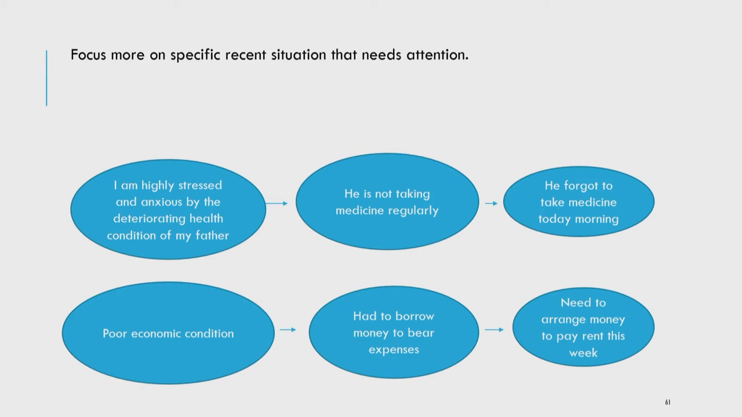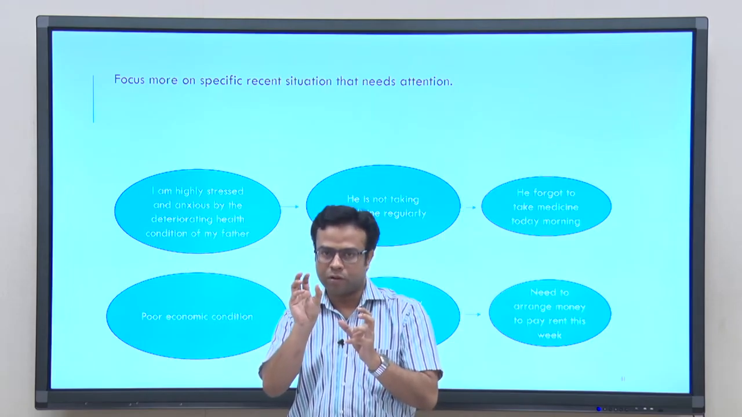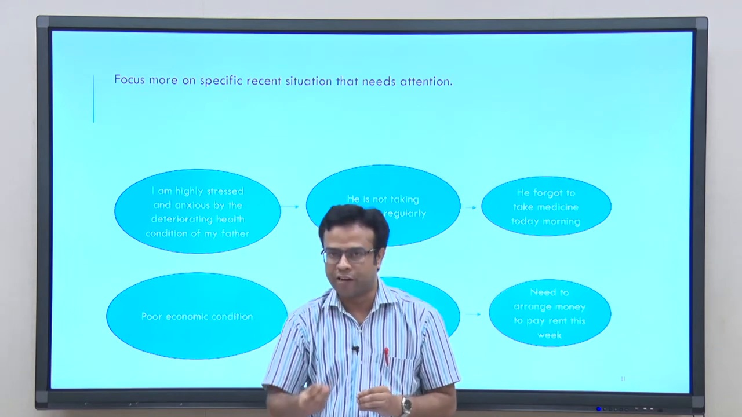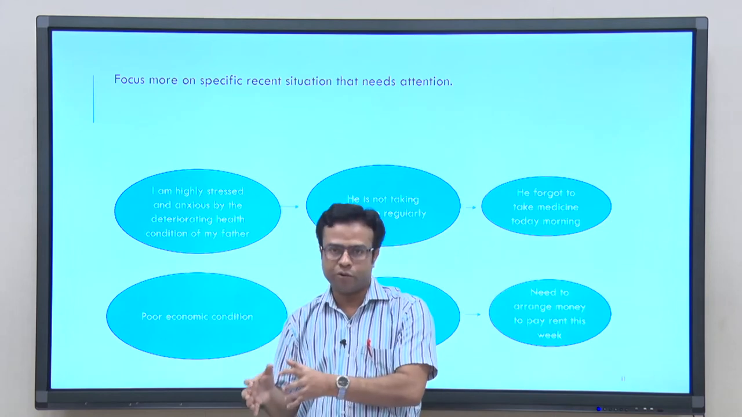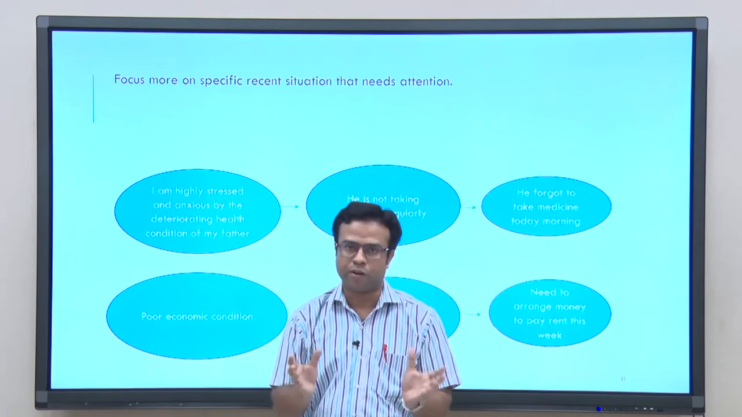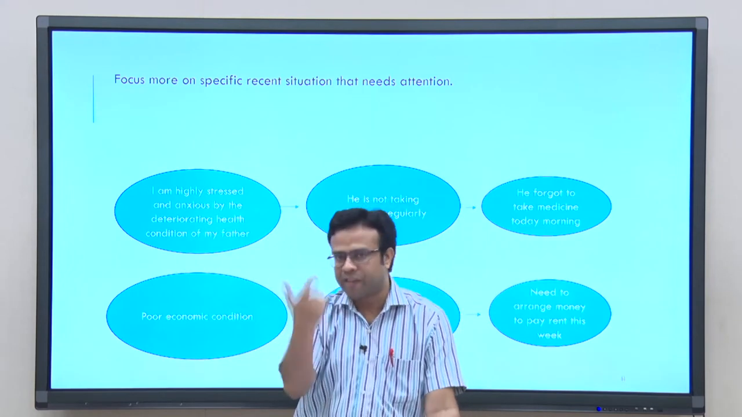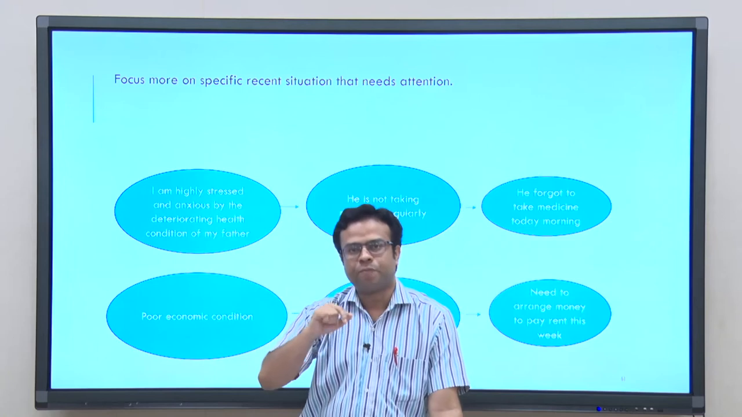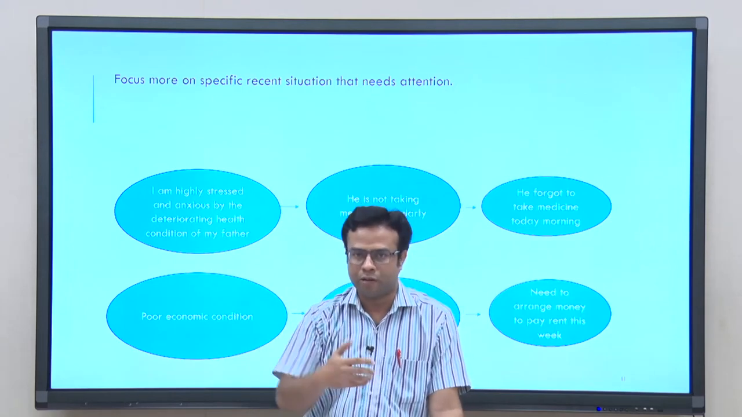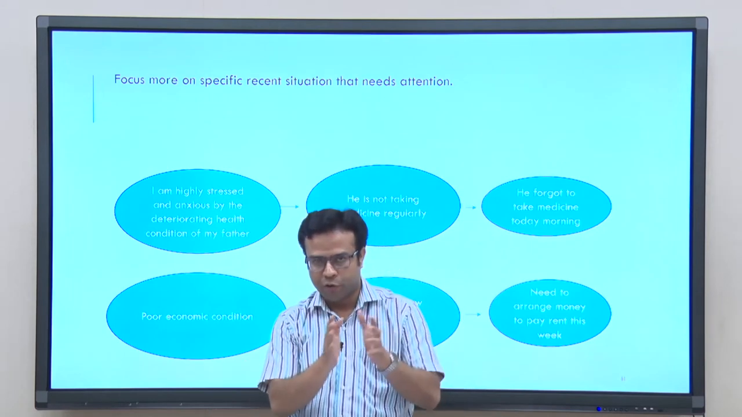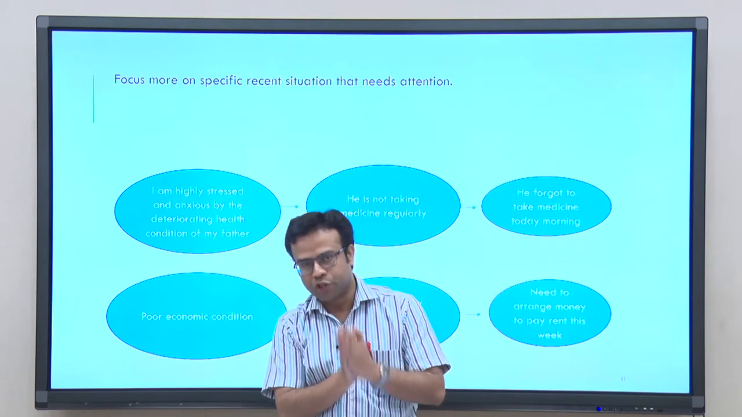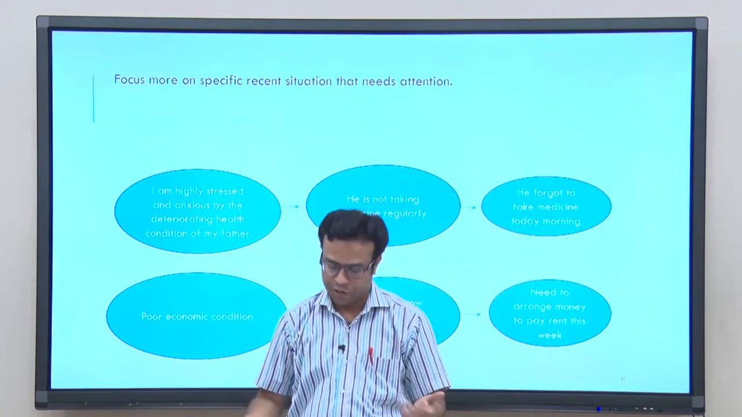Then maybe more specific at the present moment, what you need to do about your economic crisis is to arrange money to pay the rent of this week. So, now this is a much more specific stressor, that you have to arrange the rent of this month. Then it is much more manageable. Rather than thinking I have an economic crisis and a lot of problems, which is global, and you don't know what to do, the expression of your economic crisis in the present moment is paying rent. So you can focus on that and deal with it, which is much more manageable and doable. So this is an example of how you can break general situations into more specific situations that can be dealt with.